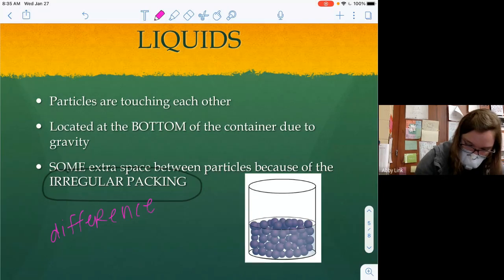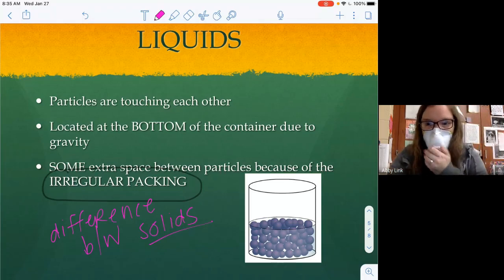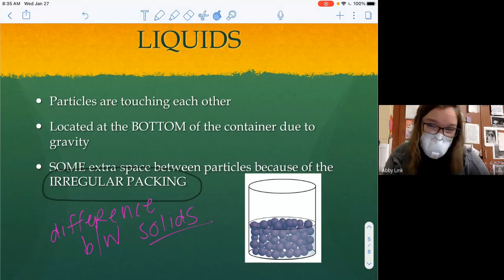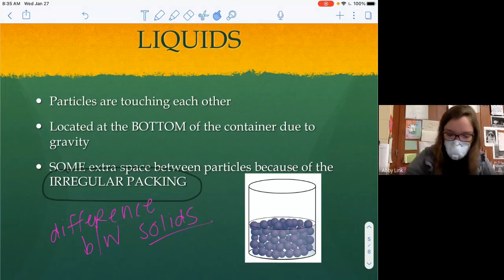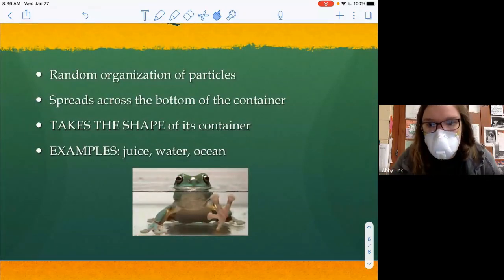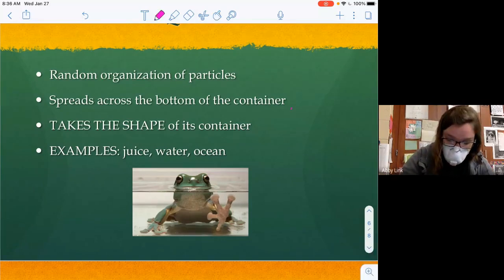between solids and liquids, right? Solids, remember we just said, it's not irregular packing. It's very organized packing, okay? So liquids could be a little organized, but not as organized as our solids, okay? Random organization of the particles, it's a little repetitive, spreads across the bottom of the container, okay? So this is definitely a difference between liquids and solids.